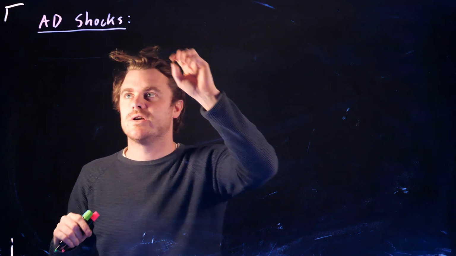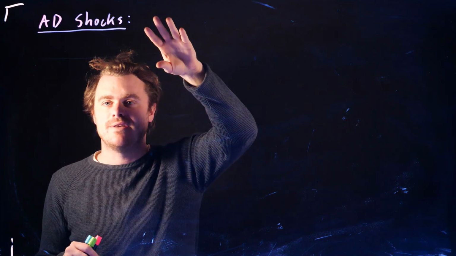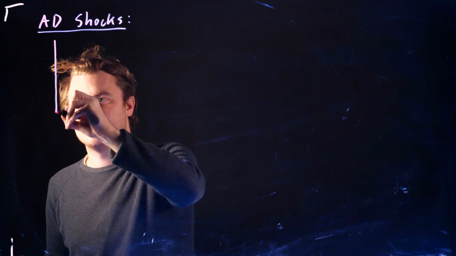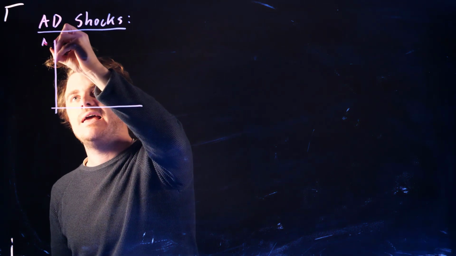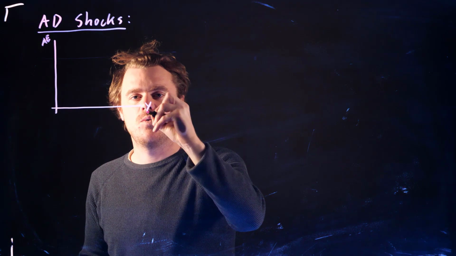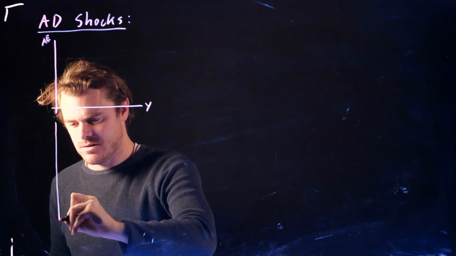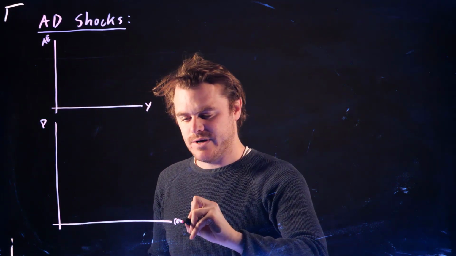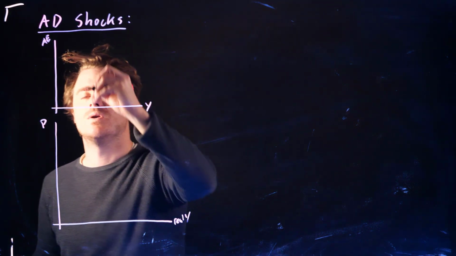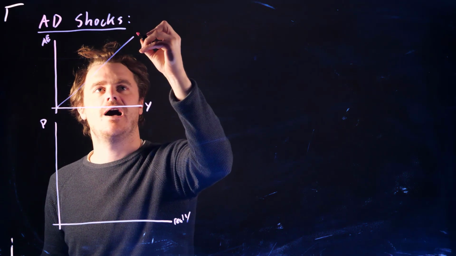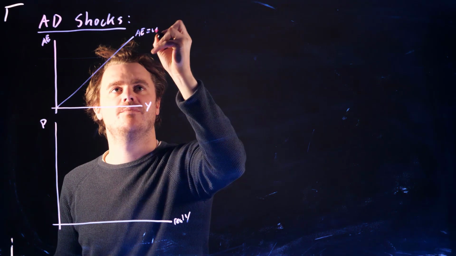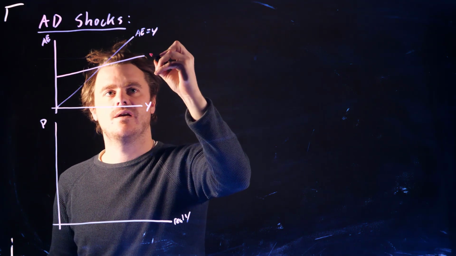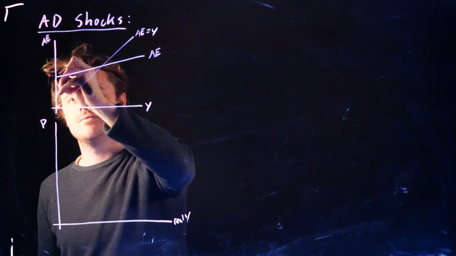So let's take a closer look at what's happening to equilibrium when we have these aggregate demand shocks. All right, so we have our AE and our Y. Then we have our price level and our real Y. We have this 45-degree line, which is that equilibrium in this demand side of the market here. And here's our AE curve.